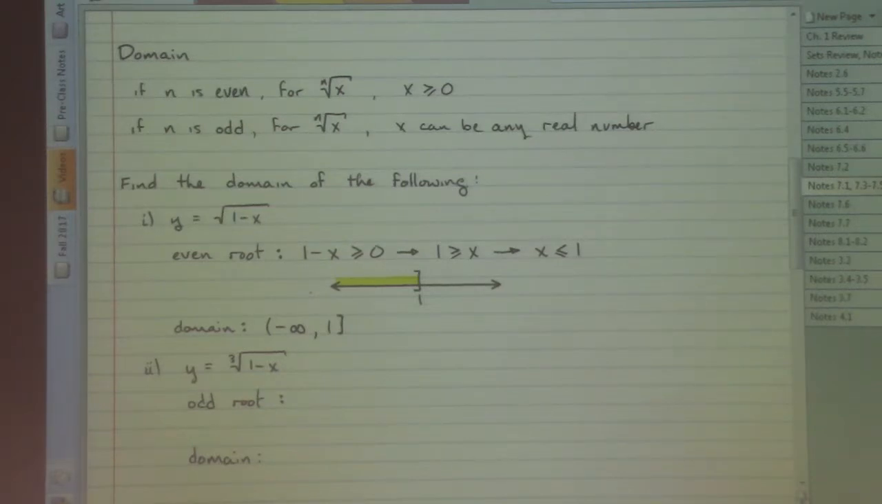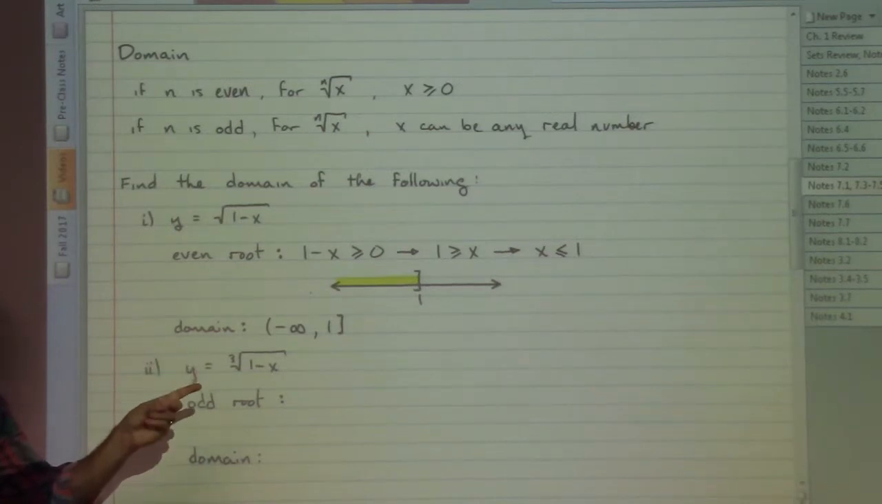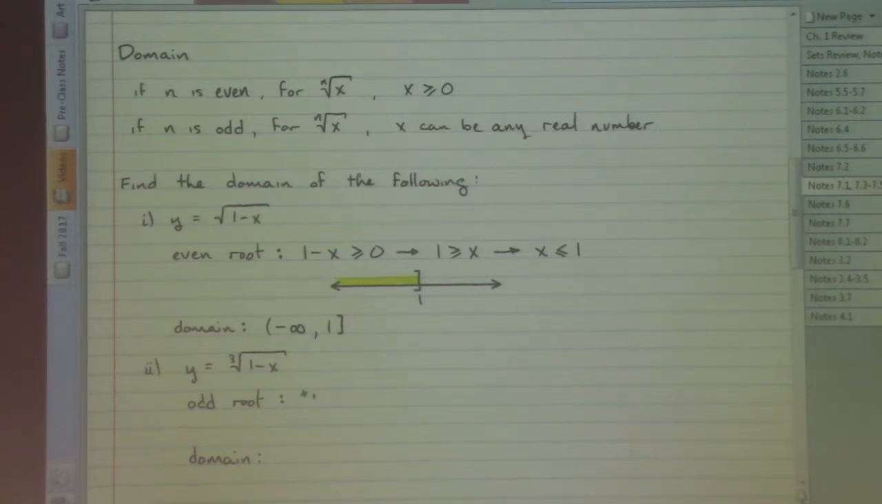For the other example here, to come back to that idea of domain, we have the even roots versus the odd roots. So in this particular case where we've got a cube root, or the third root, well, that's an odd root, and that means that what is underneath can be any real number. And if 1 minus x can be any real number, actually what that ends up meaning for us really is that x also can be any real number.